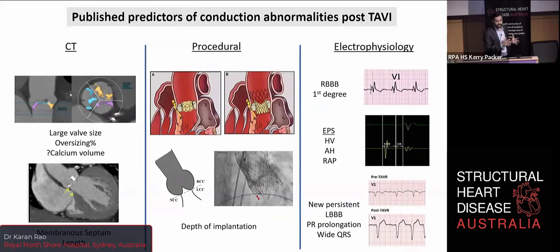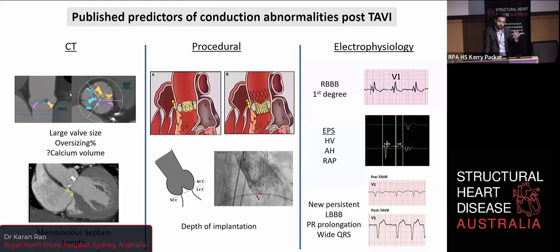There are some procedural factors, and then there's electrical or electrophysiology parameters. From a CT point of view, a large valve size, or more specifically, the oversizing percentage, so how much bigger is the valve compared to the anatomy that you're putting in, has been linked quite strongly with conduction abnormalities post. The calcium volume has been published with mixed data.